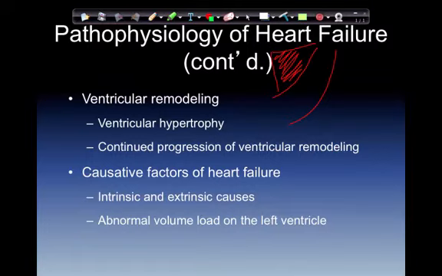The extrinsic causes are things like pericarditis from an outside source, maybe trauma and cardiac tamponade, tachycardia, and the heart's inability to meet the circulatory demands placed upon it. Abnormal volume load on the left ventricle, caused by fluid retention, fluid overload, excessive vascular resistance, and chronic pressure overload. And this is a good time probably to talk about that a little bit too.